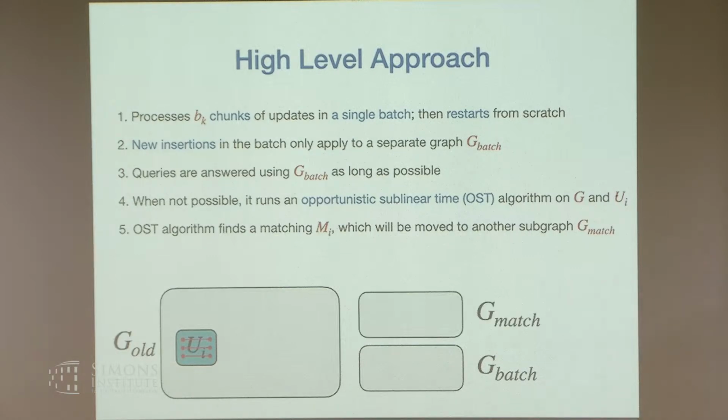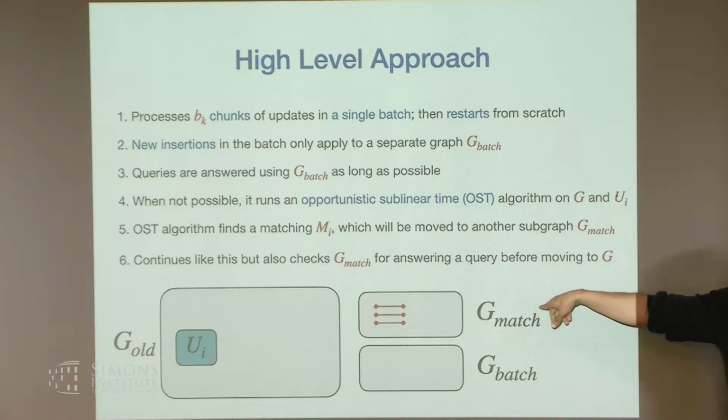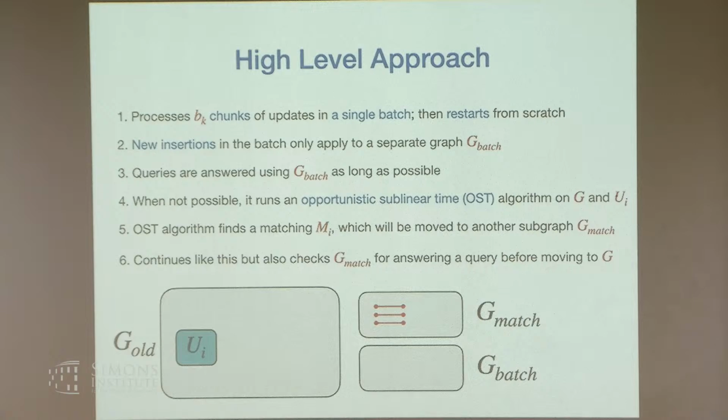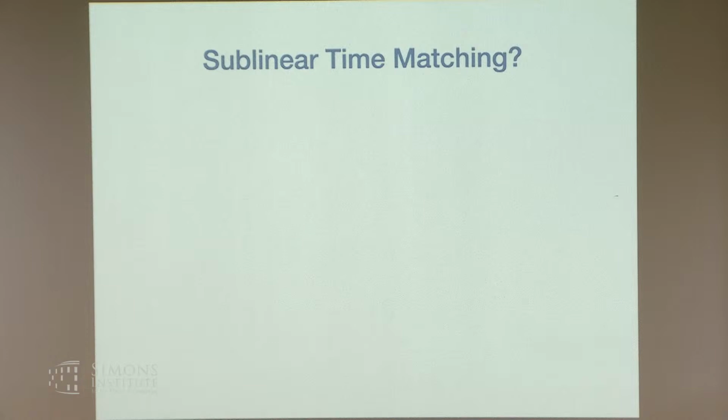It finds that matching. It moves the edges of the matching to yet another graph that we are maintaining, this G of match graph. And then it just continues as before. From now on, whenever I have a query, I'll first go here to answer, then I'll go here to answer, and if not, I'll run this opportunistic sublinear time algorithm to answer. Good. What is this part? What is this sublinear time algorithm?